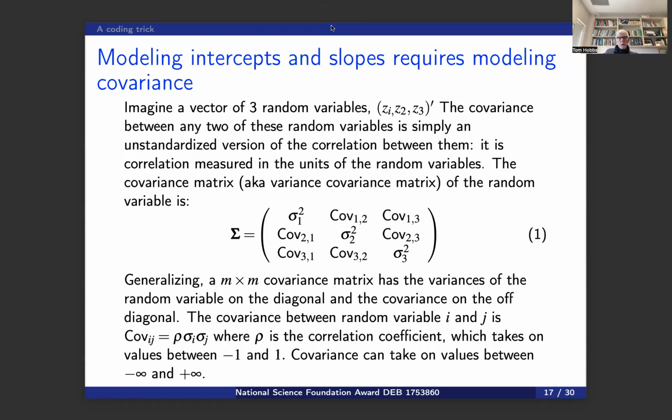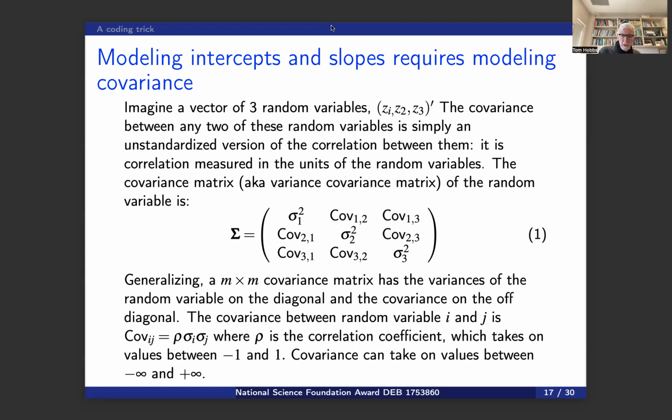Well, that's all fine and good, but often we're not going to want to only model the intercept, but rather we're going to model the intercepts and the slopes across several studies. And that requires modeling the covariance. So imagine that we've got a vector of 3 random variables, Z1, Z2, and Z3. The covariance between any 2 of these random variables is simply an unstandardized version of the correlation between them. It's the correlation measured in units of the random variables. The covariance matrix is then shown here.